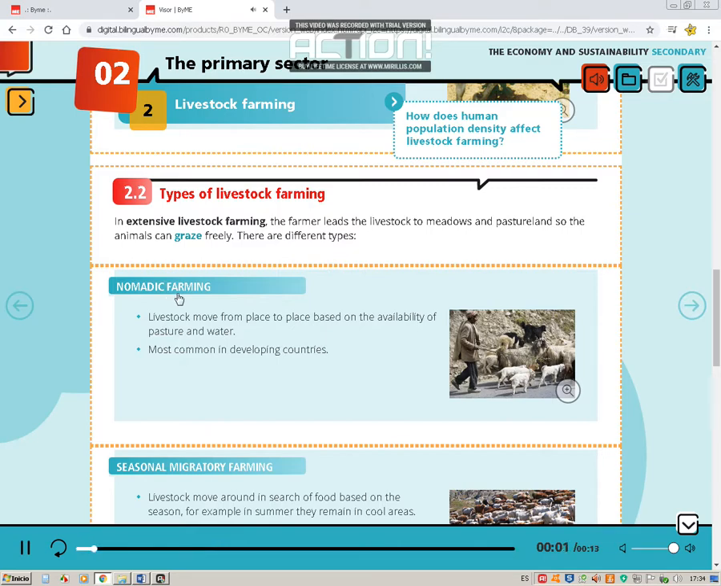Nomadic farming. Livestock move from place to place based on the availability of pasture and water. Most common in developing countries.